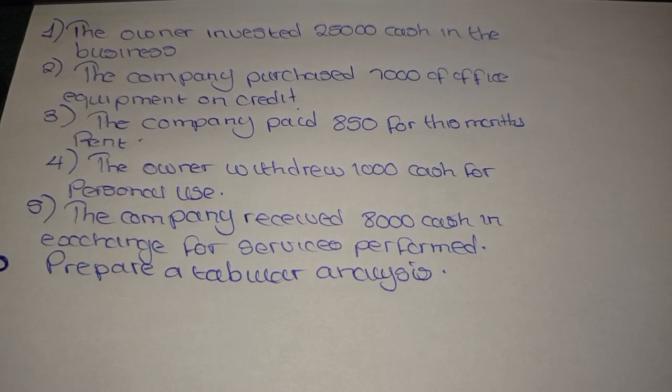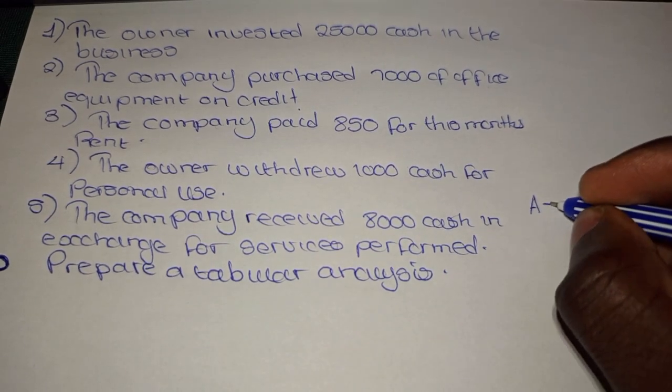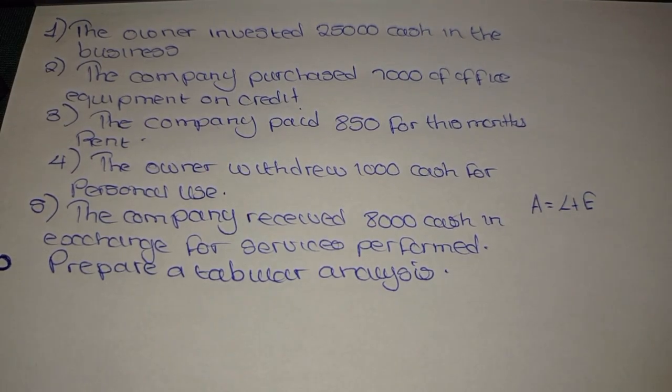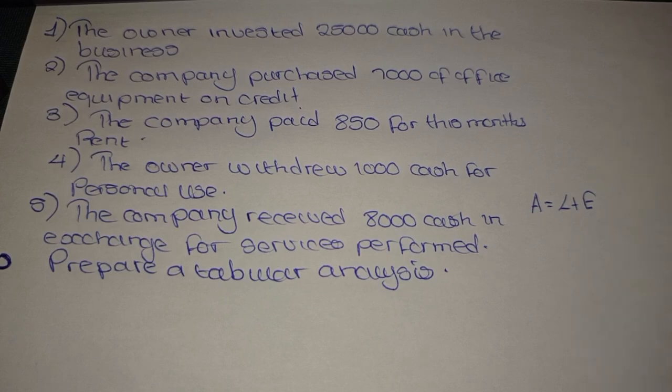So today we have one interesting question which reads to say we should prepare a tabular analysis. So we know for sure that for us to prepare a tabular analysis, we are using what is referred to as the basic accounting equation, where asset is equal to liabilities plus equity. So remember, the reason why liabilities comes first in the accounting equation before equity is that they are settled first when the company is liquidated.